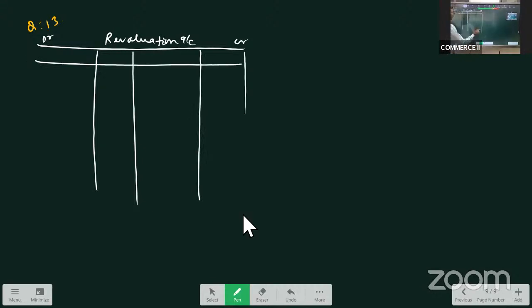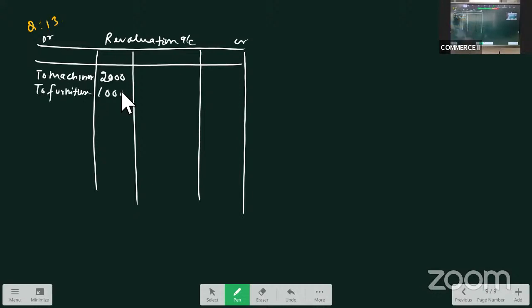Particulars, amount. Machinery and furniture be depreciated by 10%. Machinery is given as 20,000. 10% of it would be 2,000. So to machinery depreciated by 2,000. To furniture. Furniture is depreciated by 10%. Furniture is given as 10,000. So it would be 1,000.